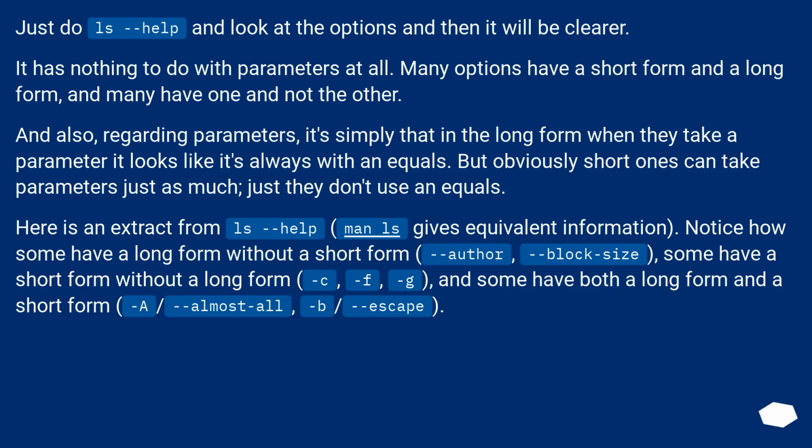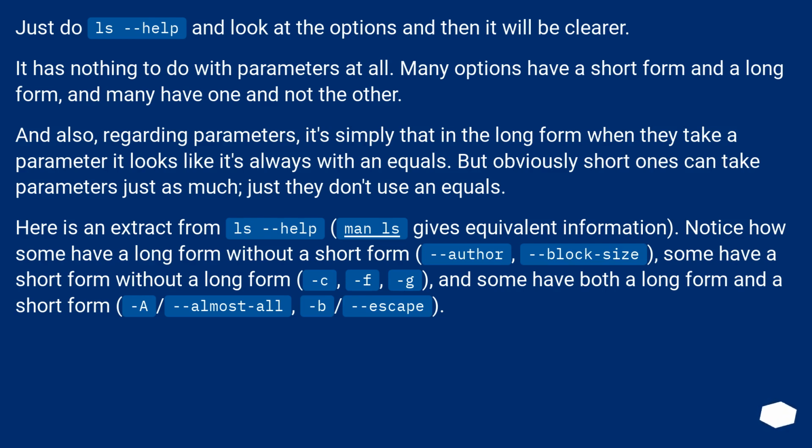Just do ls --help and look at the options, and then it will be clearer. It has nothing to do with parameters at all. Many options have a short form and a long form, and many have one and not the other. And also, regarding parameters, it's simply that in the long form, when they take a parameter, it looks like it's always with an equals. But obviously short ones can take parameters just as much, they just don't use an equals.